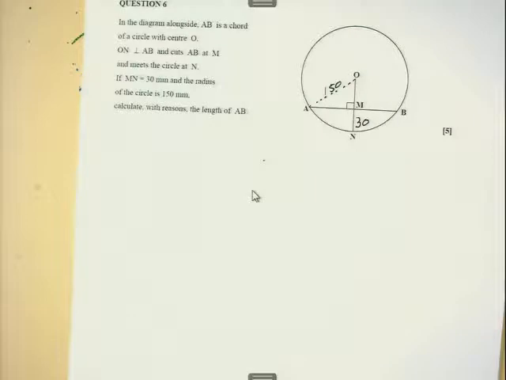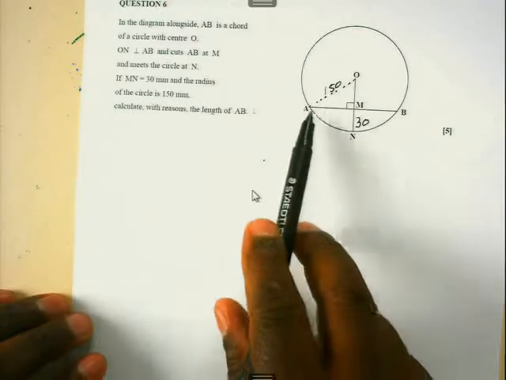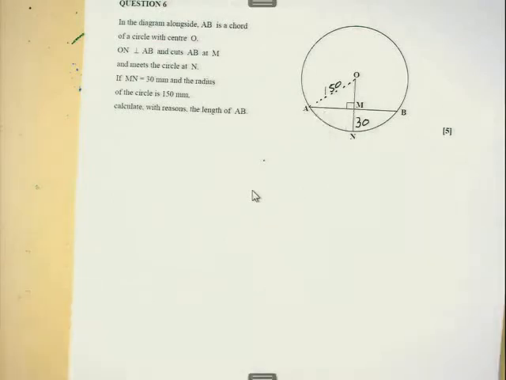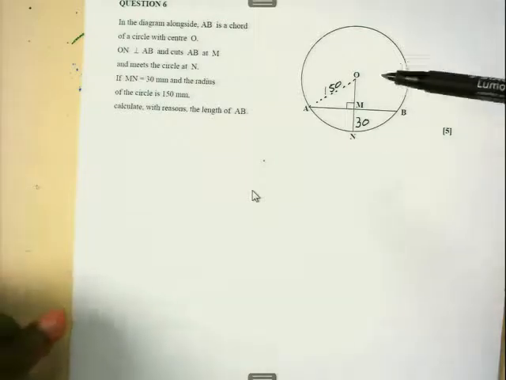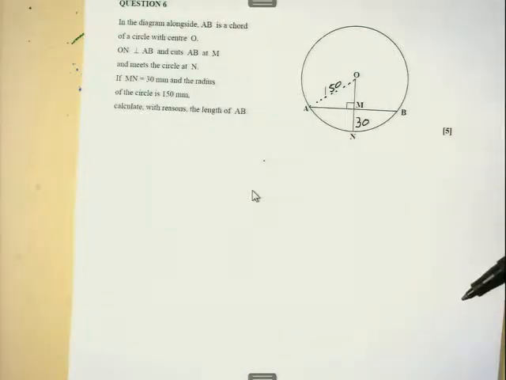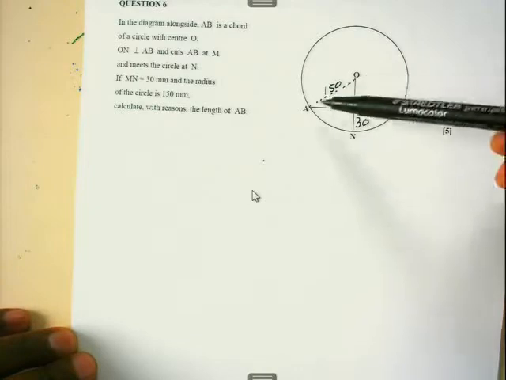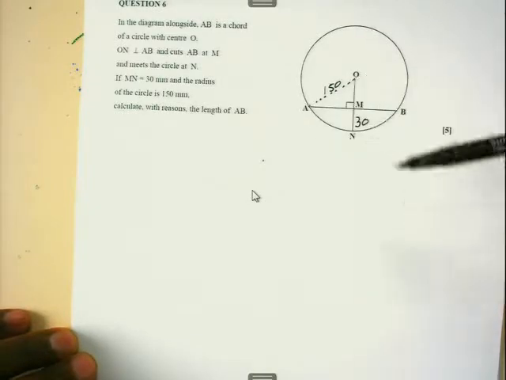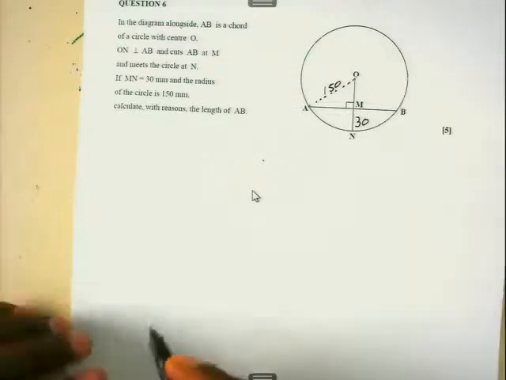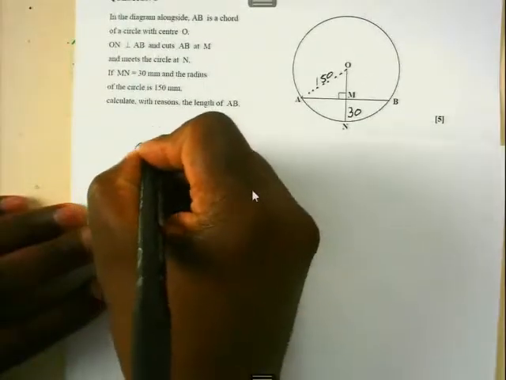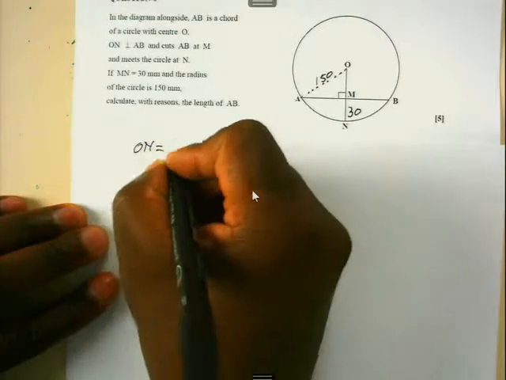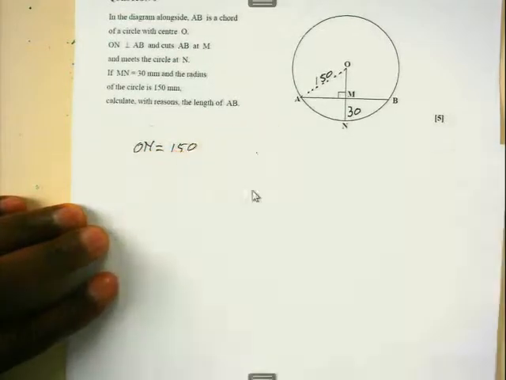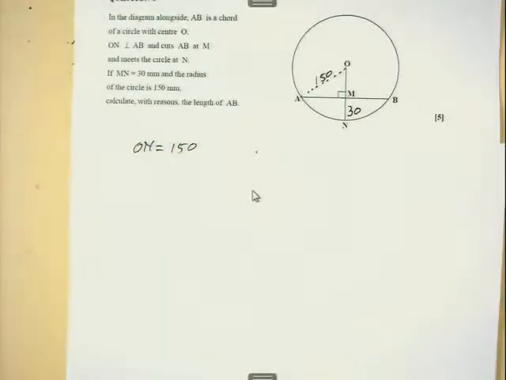The question states, calculate with reasons the length of AB. Let's analyze. Remember what is given. Radius is 150 millimeters. OA is 150. ON is 150. Look at ON. ON is equal to 150 millimeters because ON is the radius.